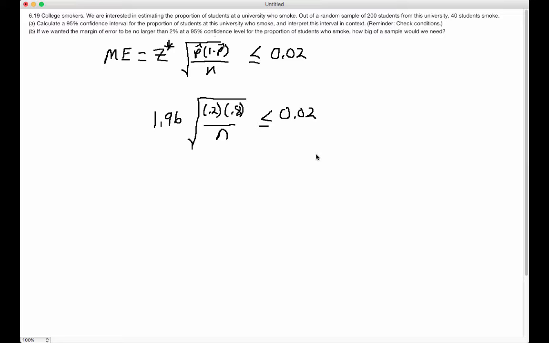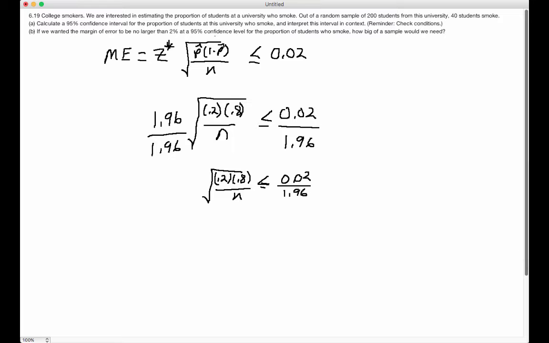All right, so now you have to use this thing called algebra, and you need to solve this for n. Our first move is to get that 1.96 out of here by dividing both sides by 1.96. Good old algebra. Thought it went away, but it didn't, right? Once we got that done, we have the square root of 0.2 times 0.8 over n is less than or equal to 0.02 divided by 1.96.